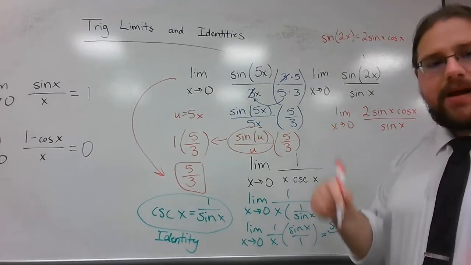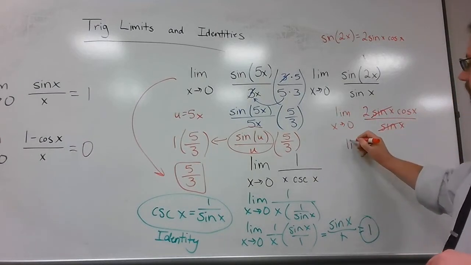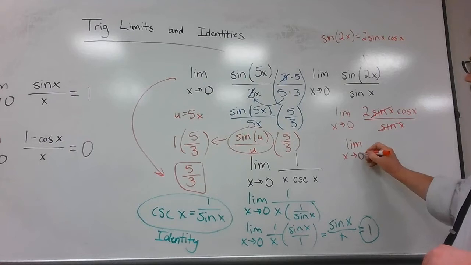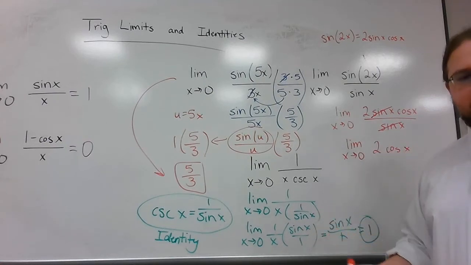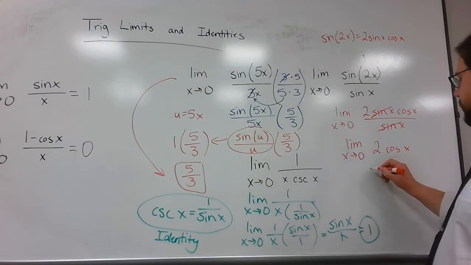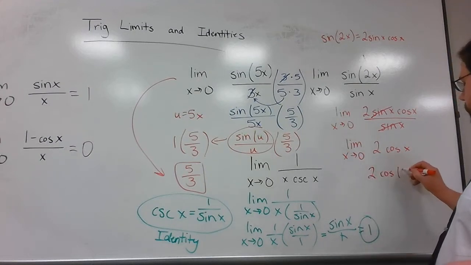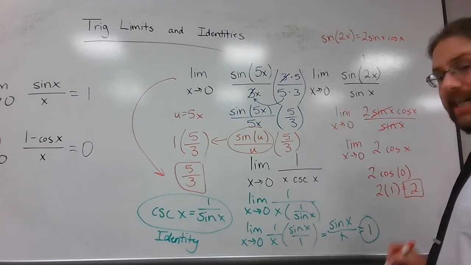Now your big brains are probably thinking, hey, I can get rid of those sines. Absolutely, get rid of them. So we're left with the limit as x approaches 0 of 2 times cosine of x. Look at that, so much easier. If I plug in 0 into cosine, that's going to turn into cosine of 0, which is just 1. So we're going to do 2 times 1, which is just 2. And that's my final answer.